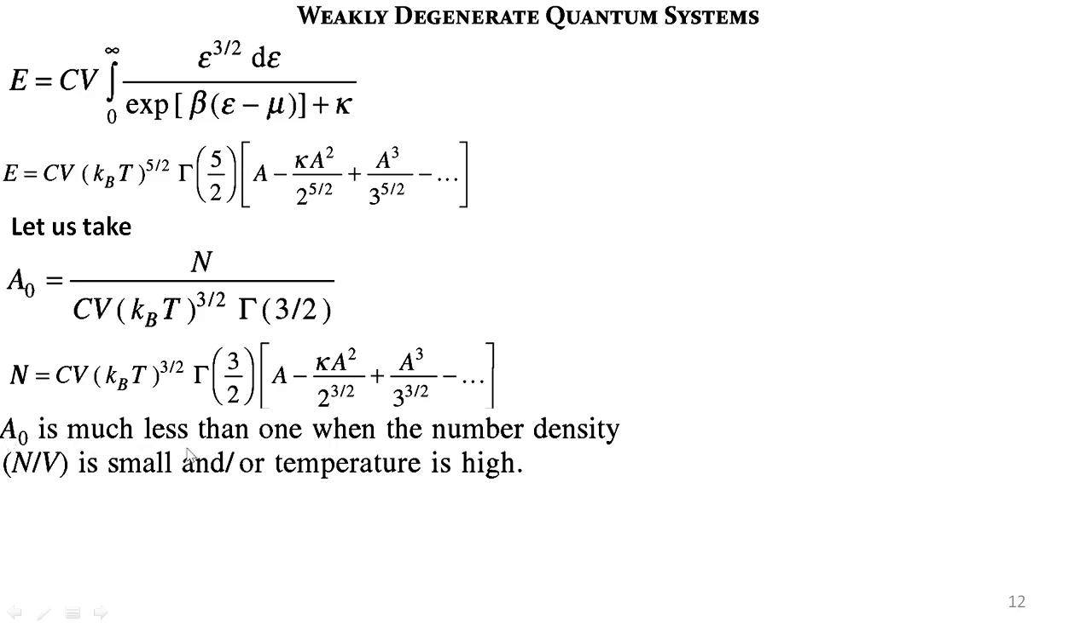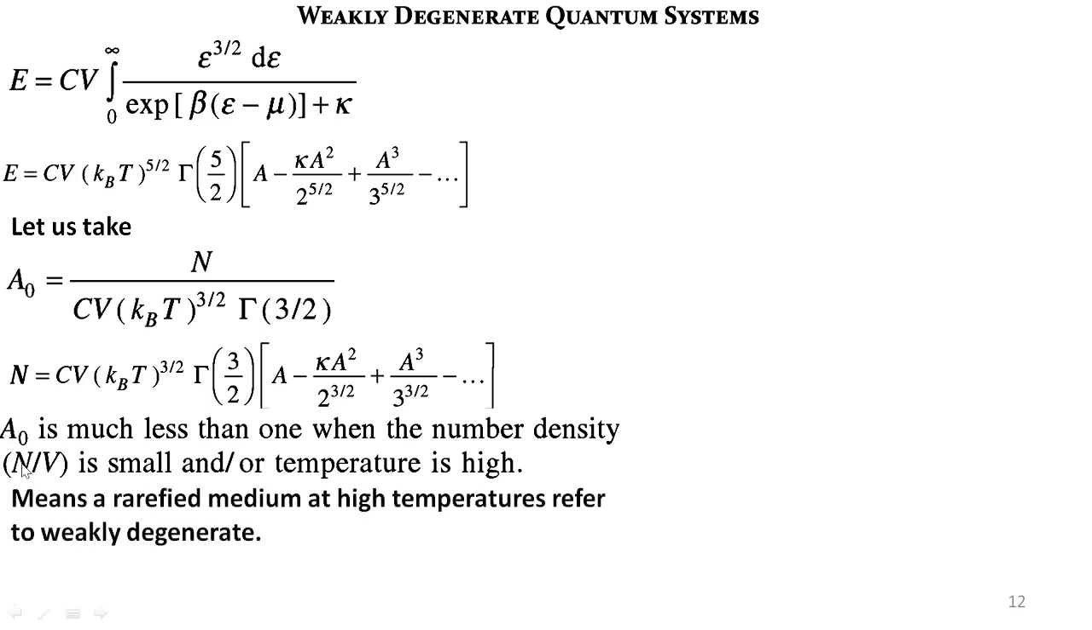This A naught will be much less than 1 when the number density is very, very small. We can see from here, A naught is proportional to n over v. N is sitting here, v is sitting here. So if n over v, the number density, is very, very small, A naught will be very, very small, obviously. Similarly, it is also inversely proportional to temperature. So if temperature is very high, A naught will be small, correct? This means A naught is related to the characteristic of the medium. How dense is the medium?